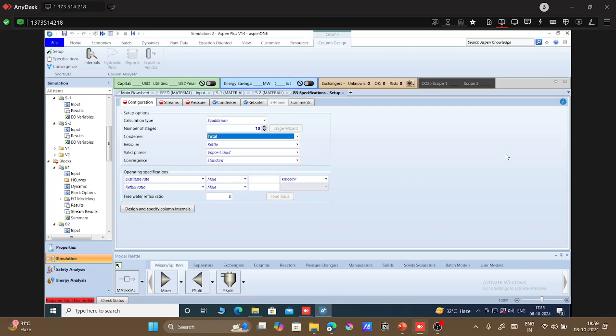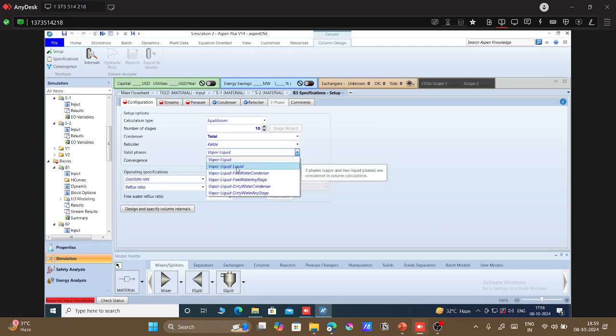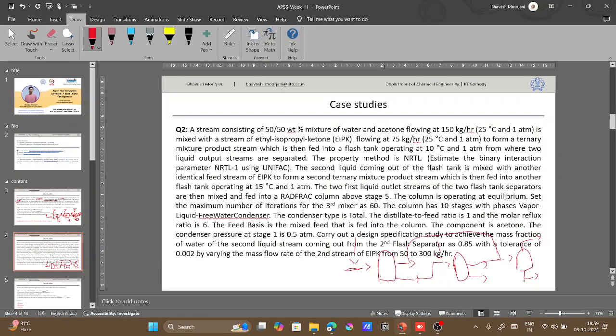In that case, what will happen is that your secondary phase, which will be water, will be kind of inert. So instead of treating it as vapor-liquid-liquid equilibrium computation, we can select the vapor-liquid-free water condensate option. That's why it's being selected here. It's essentially to make the computation less expensive, to ease out the calculation that we are doing.